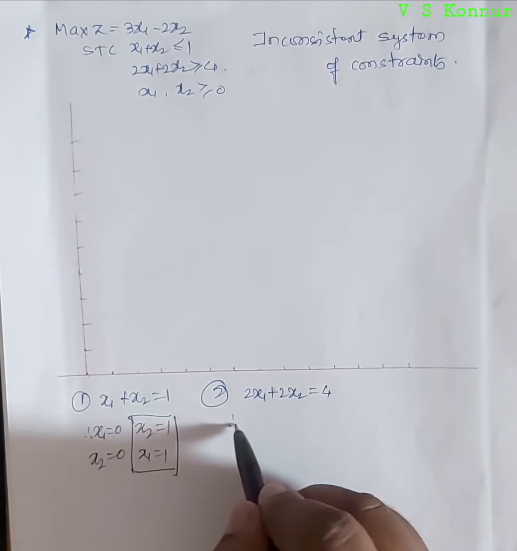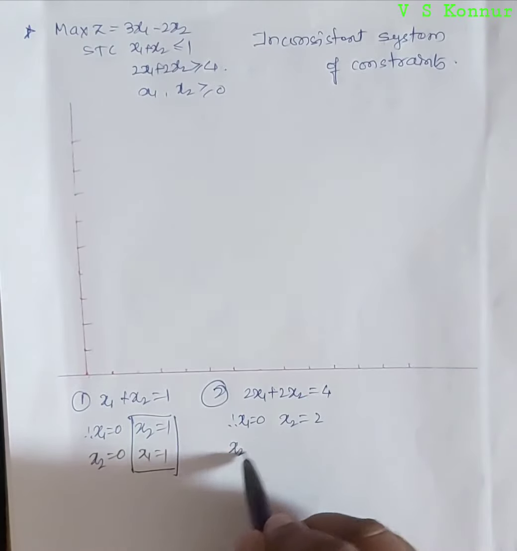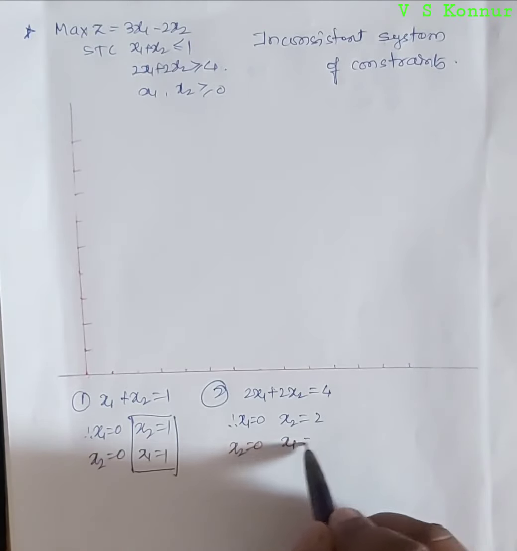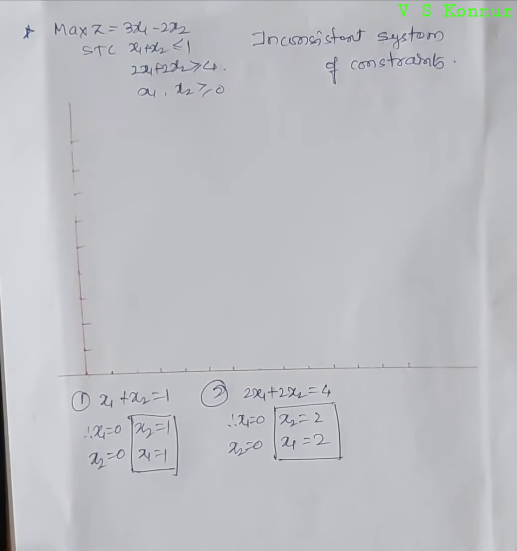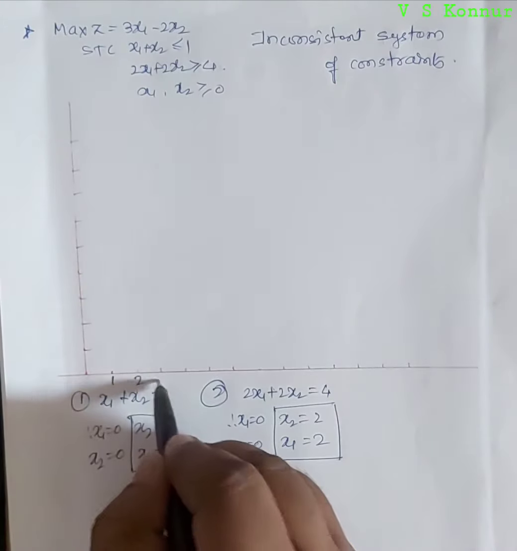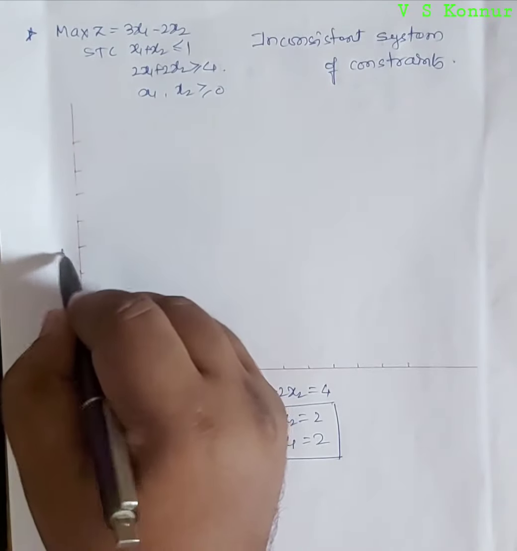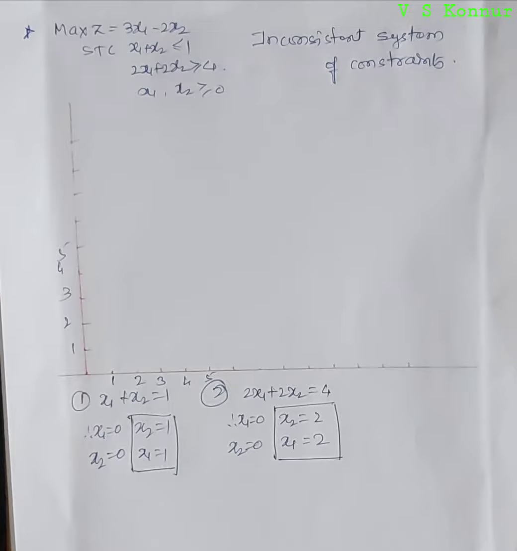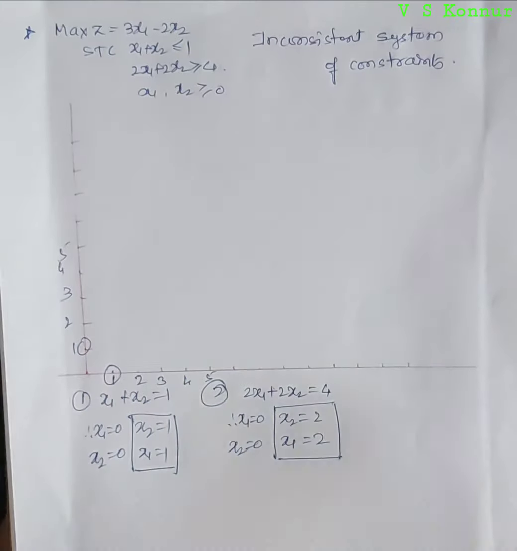Put x1 equal to 0, x2 is equal to 2. Put x2 equal to 0, x1 is equal to 2. So two lines we got. Maximum is 2, so 1, 2, 3, 4, 5, we'll take up to 5. Maximum we have is 2. 1 and 1. We'll draw a line.